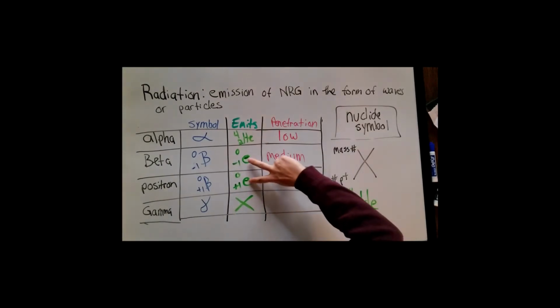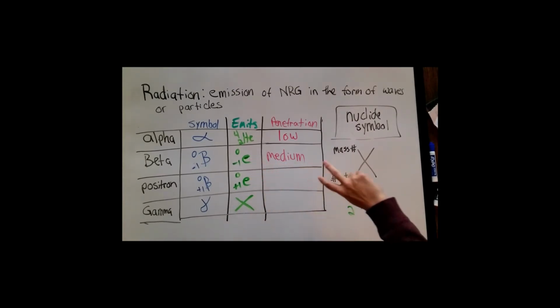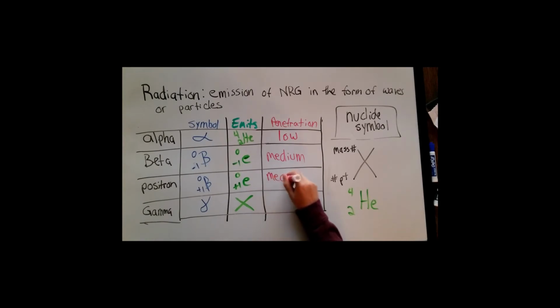So the beta and positron particles are similar in size and similar in speed, so they're going to have the same penetration power. Okay, so it's also going to be medium for the positron particles.